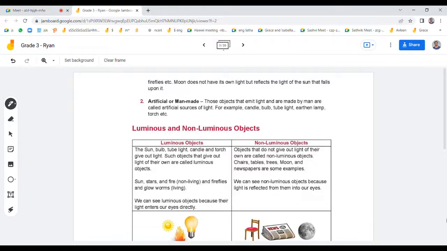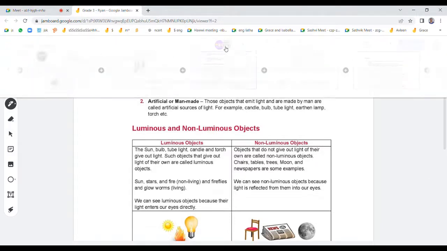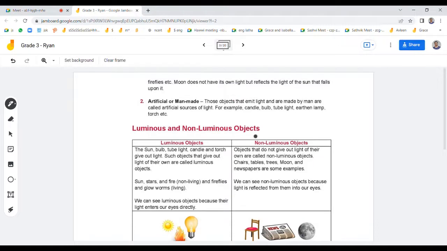What about the moon? Does it give light? No, it reflects the light. The moon does not give light, it is a non-luminous object. It cannot emit light of its own. It only reflects the light of the sun that falls on it. How can we see the moon? Because of reflection. So the moon is a non-luminous object.